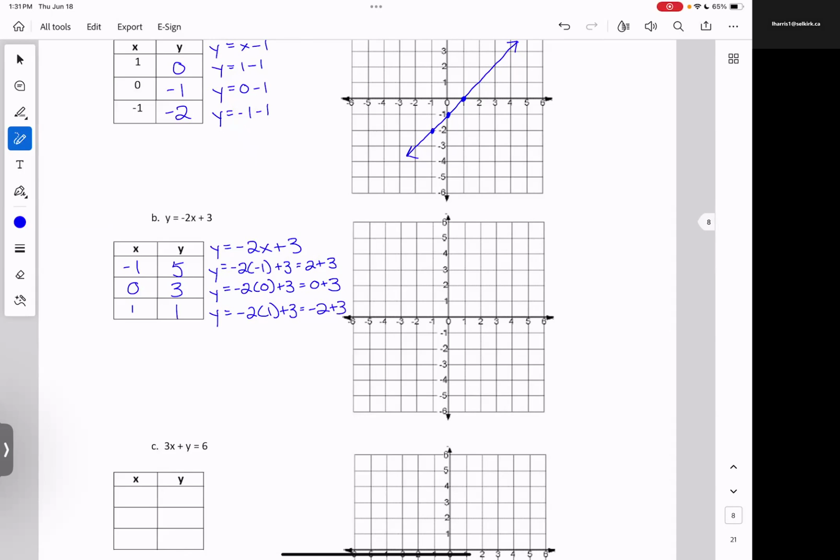So now we have our 3 points. When x is negative 1, y is 5. When x is 0, y is 3. And when x is 1, y is 1. And you might be thinking, well, I could have actually done that with just 2 points and drawn my straight line. You would be correct. But having 3 points just kind of gives us a nice double check.